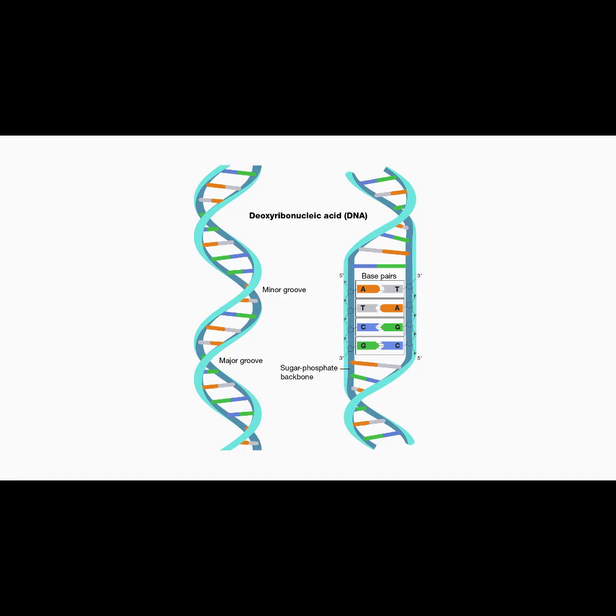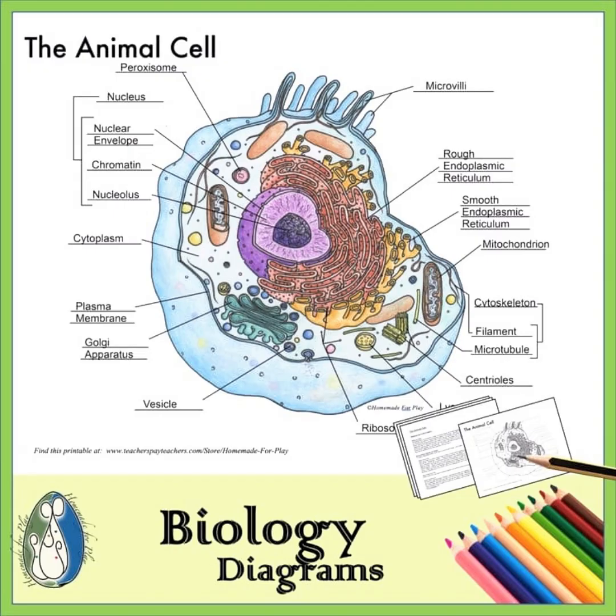Tissues, organs, and systems. Cells work together in levels of organization. Cells form tissues. Tissues form organs. Organs form systems. Examples of organs include the heart, lungs, and stomach. Organ systems work together to keep the body alive and functioning properly. The correct order is cells, tissues, organs, and systems.